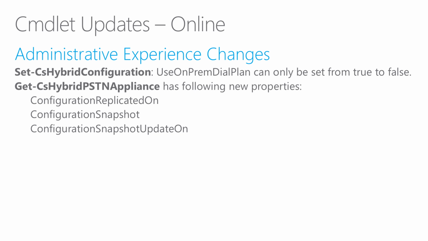Get-CsHybridPSTNAppliance has been improved to expose more properties to provide greater details on the configuration status of the Cloud Connector deployment.